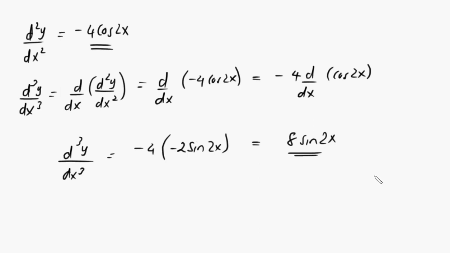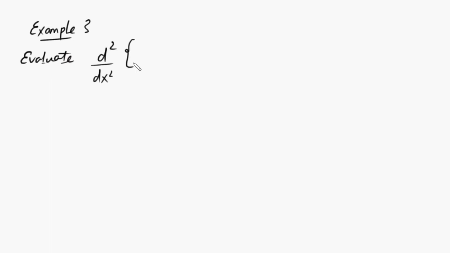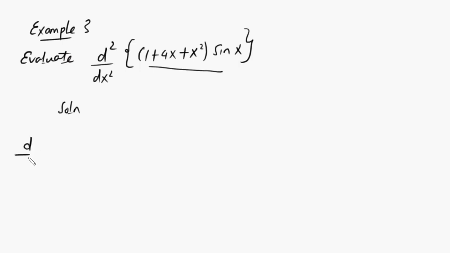So let's see another example now. Call this example 3, in this concept of higher derivatives. Example 3 says evaluate d squared y by dx squared of 1 plus 4x plus x squared, times sin x. That is, 1 plus 4x plus x squared in brackets, multiplied by sin x. So it just means I differentiate this twice. I have to differentiate first the first time, get the answer, then differentiate a second time.